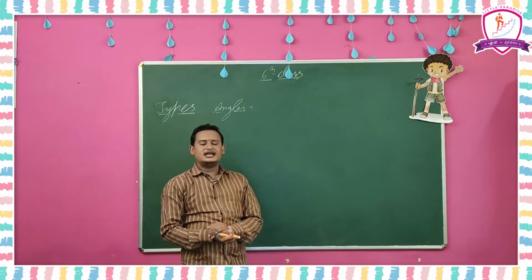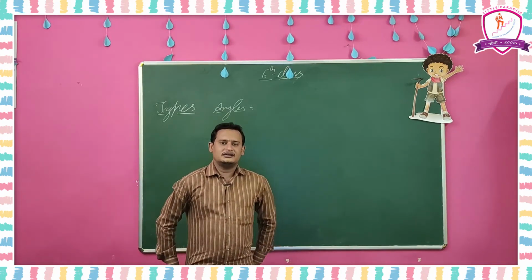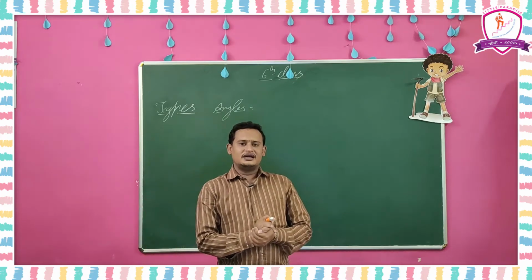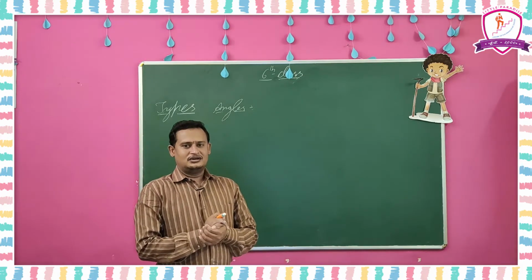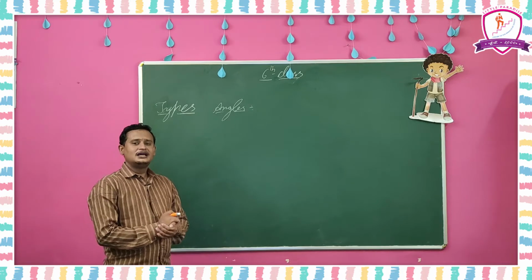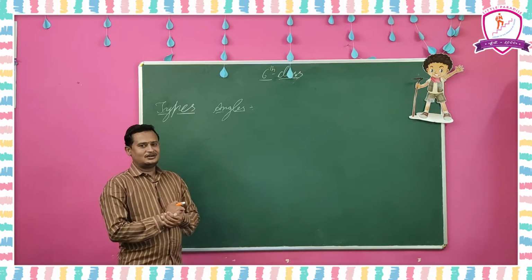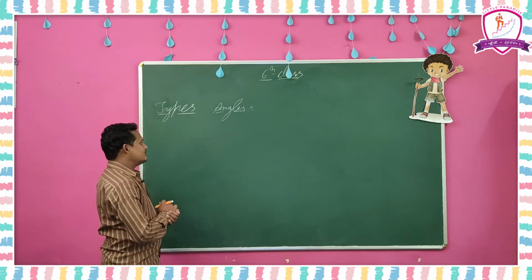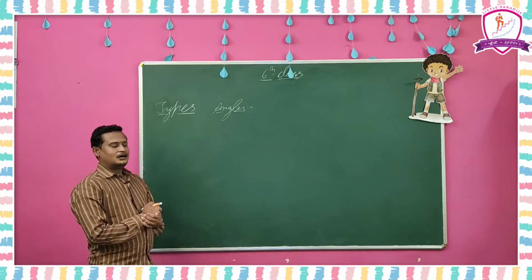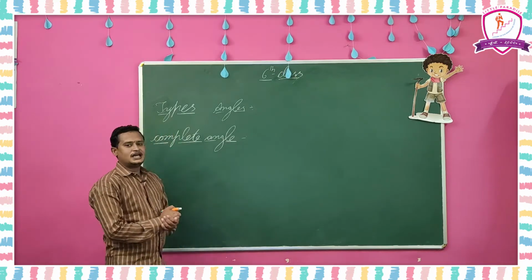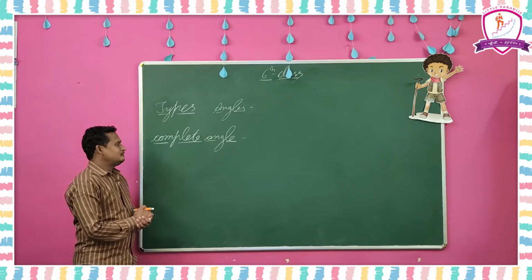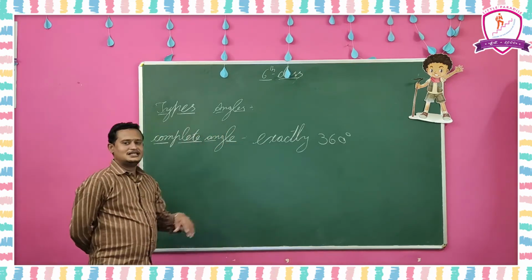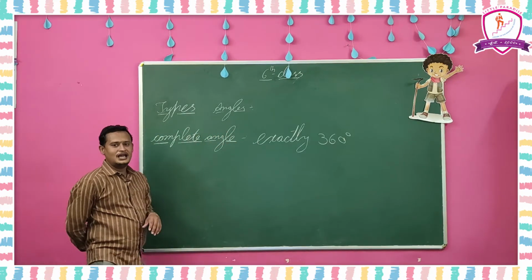So types of angles means we can classify the angles according to their values. The angles are named according to the measure of that angle. So here first I am going to explain the complete angle. So what is a complete angle? A complete angle is measured at exactly 360 degrees.